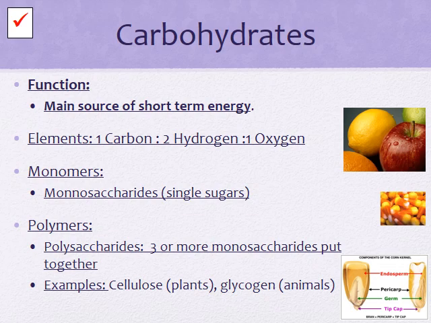So monosaccharides, simply put, just mean single sugars. Meanwhile, the polymers are the carbohydrates themselves. These polymers include polysaccharides, which are 3 or more monosaccharides put together. Some examples include cellulose, which is a structural form in plants, and glycogen, which is an energy storage form in animals. So remember, monomer, monosaccharide, single sugar; polymer, polysaccharide, many sugars.